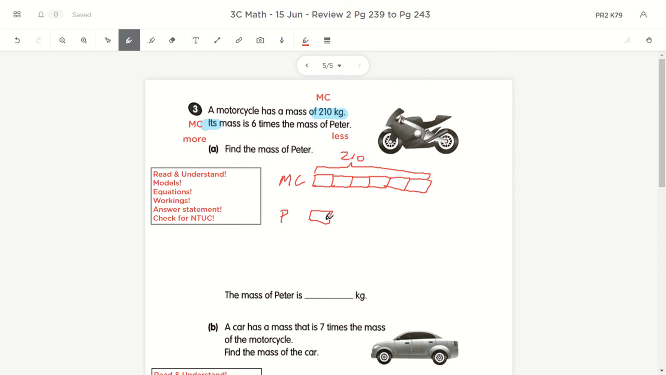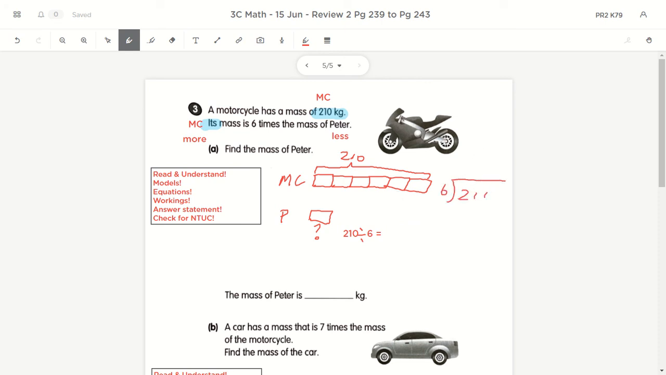I want to find Peter. So how do I find? All you need to do is to use 210, leave some space, divide by 6, and that will give you the answer. Okay, 210 divided by 6. So let's work it out together.